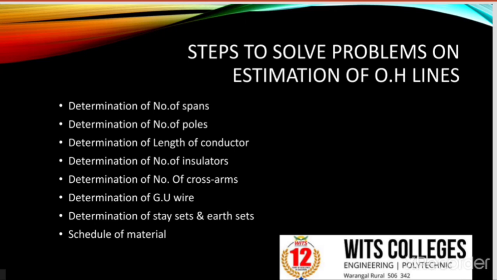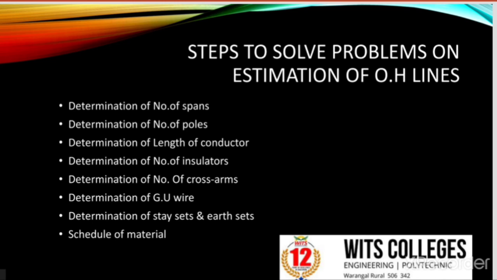After that, we determine the number of insulators. There are different types of insulators, like pin type, suspension type, strain type, and shackle type insulators. Pin type insulators are required for straight runs, and shackle as well as strain insulators are required for the poles at dead end and cut points. So the number of insulators will depend on the type of system and the number of poles. Based on that, we'll place the insulators.